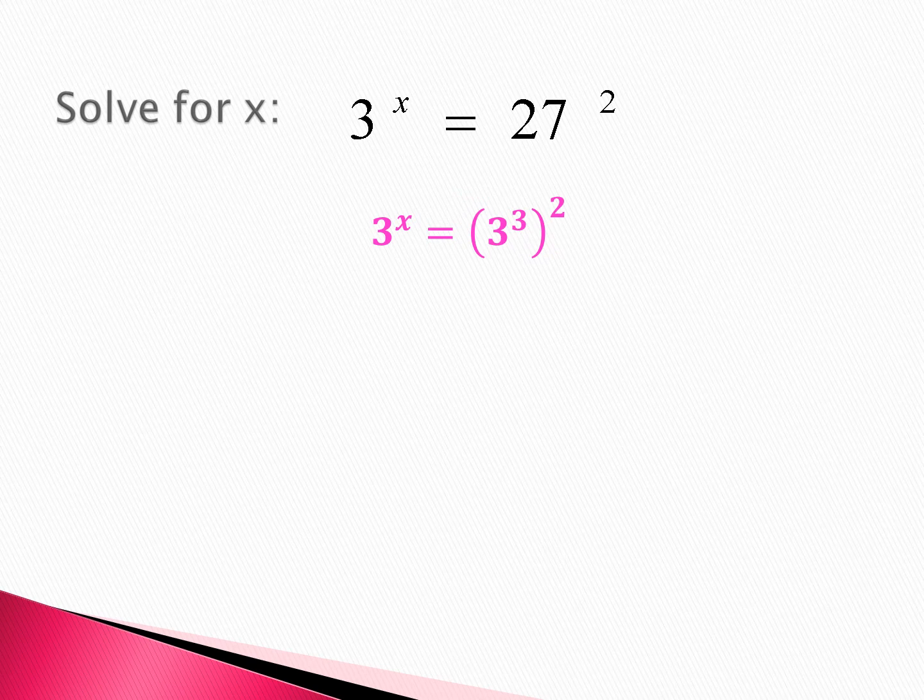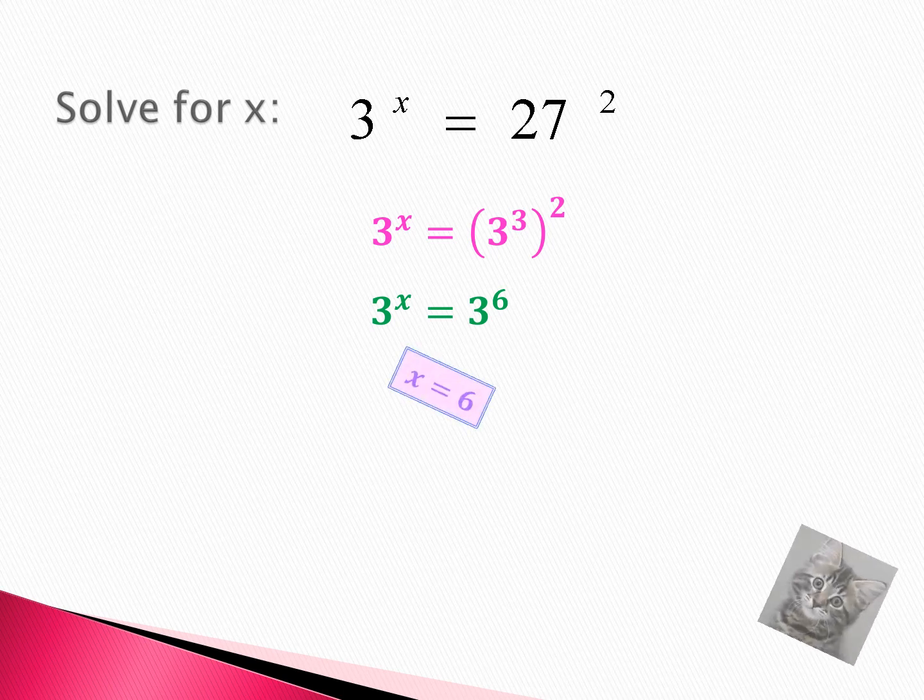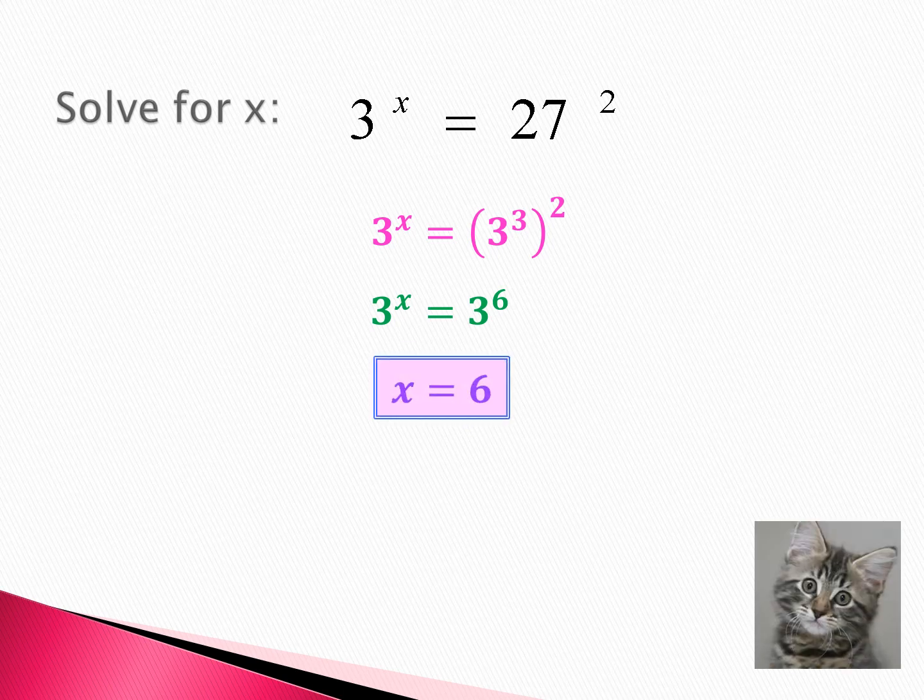Okay? Now, here's where you've got to be really strong in your exponent rules. If I have one base to an exponent that's to another exponent, that's the power of a power. One base, two exponents, we multiply. So that becomes 3 to the x power equals 3 to the 6th. Now, base 3 equals base 3. So x has to equal 6.